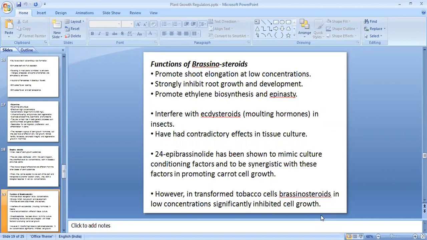24-epibrassinolide has been shown to mimic the culture conditioning. And they proved to have a synergistic effect with these factors in promoting carrot cell growth in tissue culture. And these brassinosteroids, in transformed tobacco cells at low concentration, inhibit cell growth. So you see brassinosteroids also have inhibitory actions.